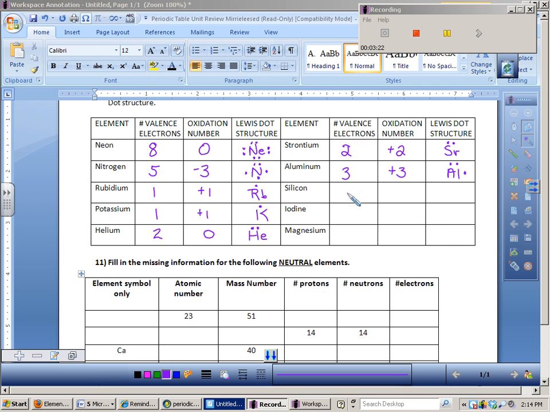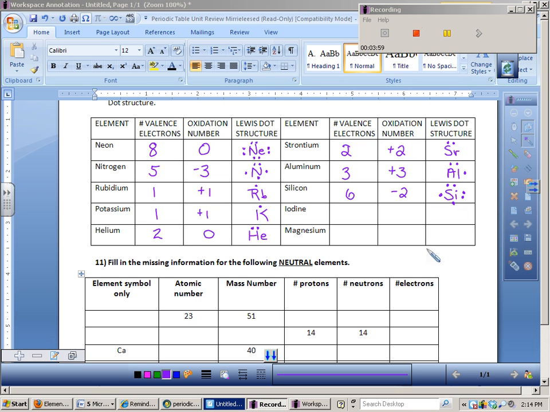Silicon's next. When you go to the top of his column, column 16, you find out his group number is 6A. That means he has 6 valence electrons. He's trying to get to 8. In order to get to 8, he's going to get 2 more electrons. That gives him an increase of electrons. He'll have 2 more negative charges, so he'll have a -2. Silicon will have 6 dots. 1, 2, 3, 4, 5, go back in pair, 6.